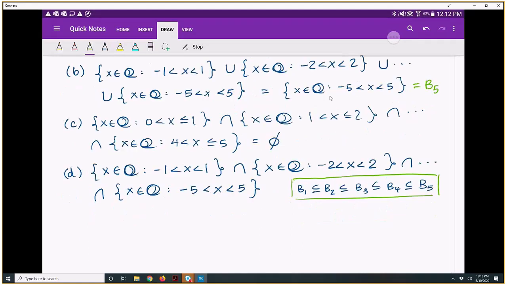Now, since we're taking the intersection, this is actually going to end up being just the set b sub 1, because b sub 1 is contained inside all of them. So the set of rational numbers such that negative 1 is less than x is less than 1 is going to be this intersection.